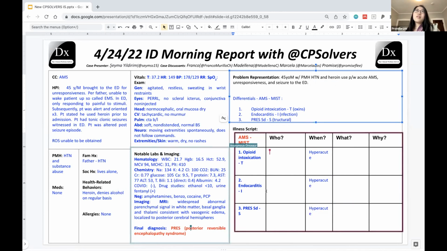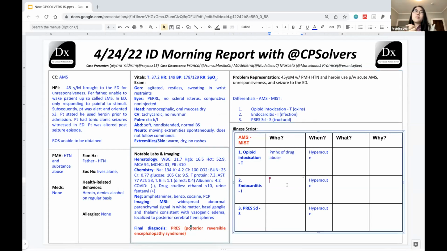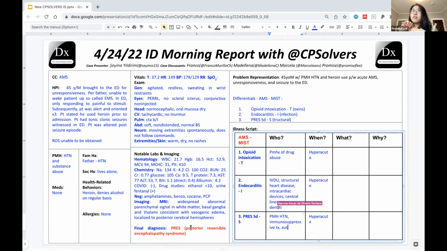And then regarding the endocarditis, I was thinking a lot because this is a drug user. So I was thinking, maybe this person fits the picture of an IV drug user with structural heart disease. It could also be someone with an intracardiac device or central line placement. And then with PRES syndrome, in the WHO category, it would be someone with a past medical history of severe hypertension, which this patient has, on some kind of immunosuppressive status, and maybe they have autoimmune disease or some kind of renal involvement.